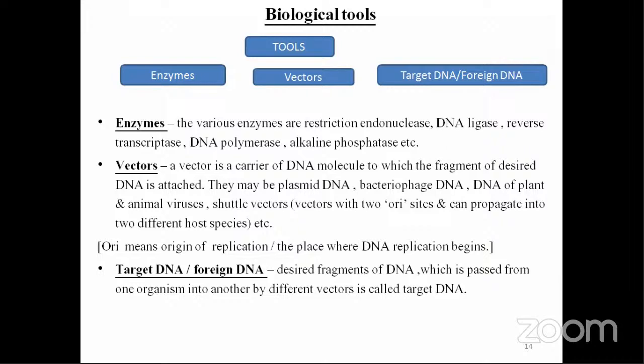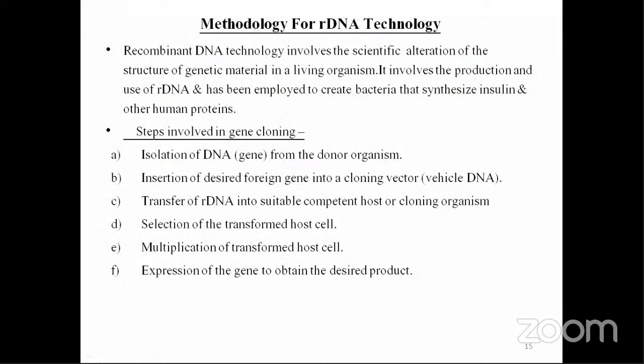I told you when the DNA molecule separates, the 2 strands separate at a particular part, and that part is known as the origin. So like this, if there are 2 origin sites, it can propagate 2 different host species together. And what does ori mean? It means the origin of replication. Okay, and then target DNA, or we can call it foreign DNA, the desired fragment of DNA, that means which we want, which is passed from one organism into another by different vectors, is called the target DNA.